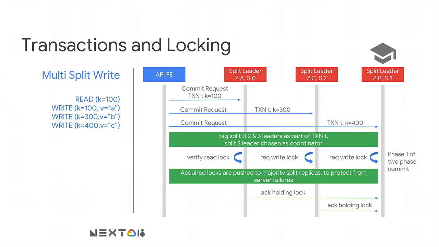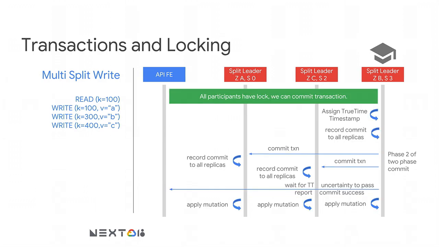So when we send the commit request, each of the split leaders is requesting the logs. So I basically get the write log for the zone B, I get the write log for the key 300, and I also verify the read log for the first one that I did. I'm also writing this key, so I'm also requesting a write log for that. And then once all these logs are acquired, I send that back to the chosen leader, or coordinator, of this transaction.